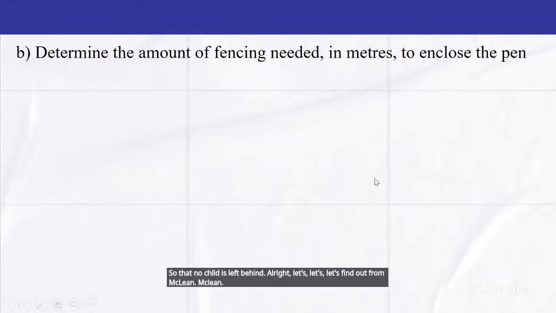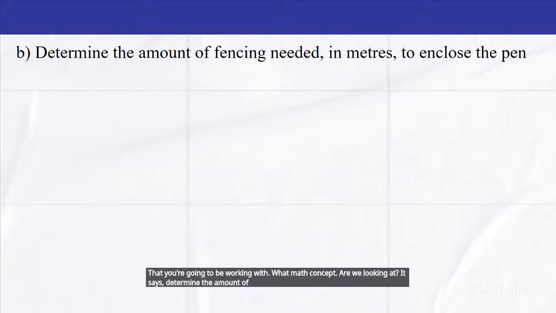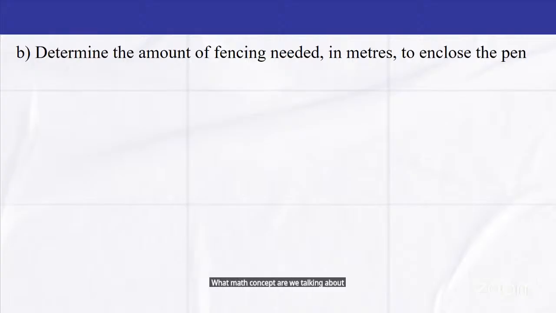Wonderful. Let's find out from McLean. McLean, can I unmute you for a second? Can you tell us what concept this part of the question implies that you're going to be working with? It says determine the amount of fencing needed in meters to enclose the pen. What math concept are we talking about here? All right, McLean is not able to respond. How about Lishania? Dennis, would you like to respond to that?